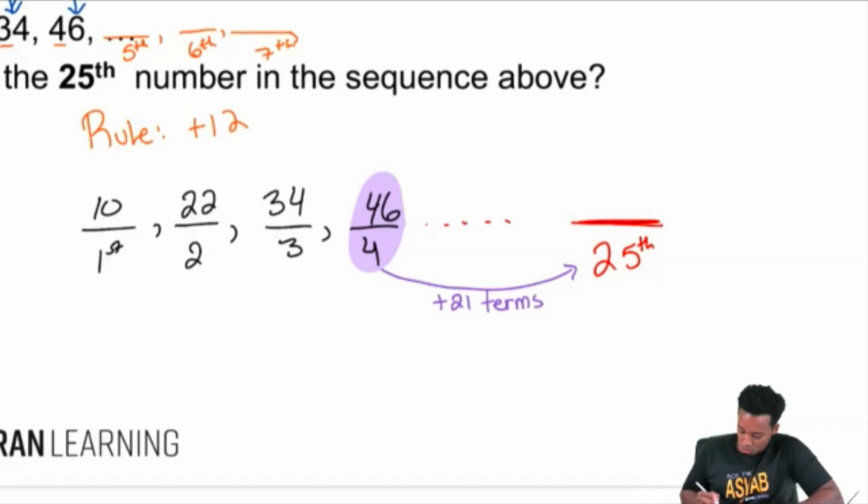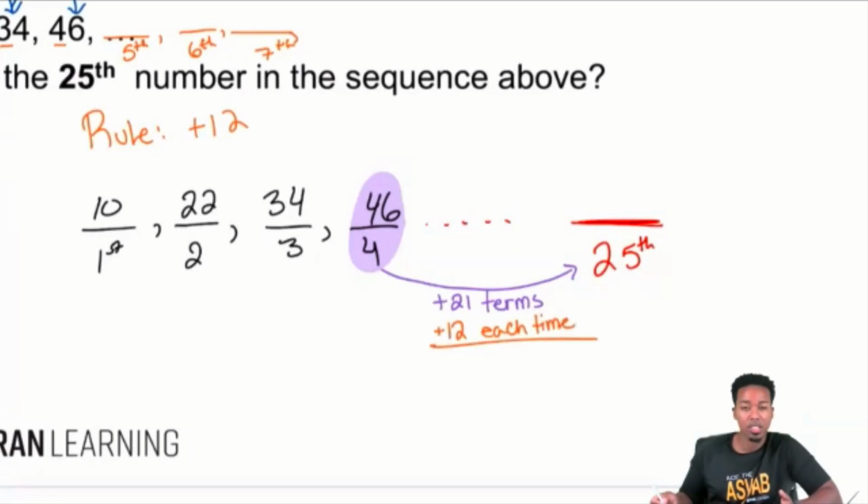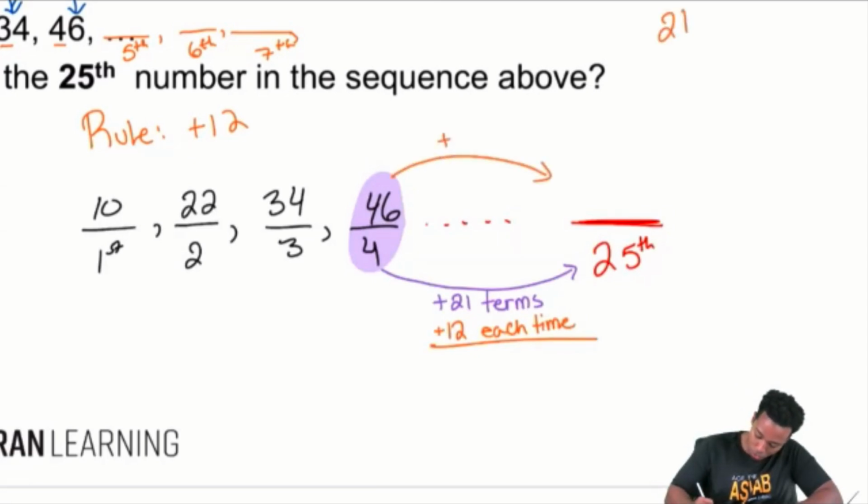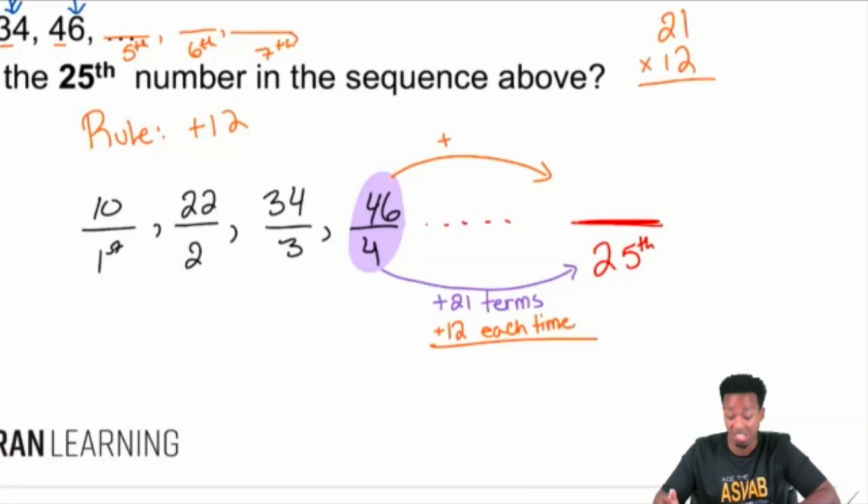Okay, so let me go ahead and suggest this. If we're adding 21 terms and adding 12 each time, is it safe to say that we're multiplying 21 times 12? Yes or no, everybody? Absolutely. So to figure out what we're adding here, I'm going to do 21 times 12. We'll do that right up here. Nice and easy, and have a good time.